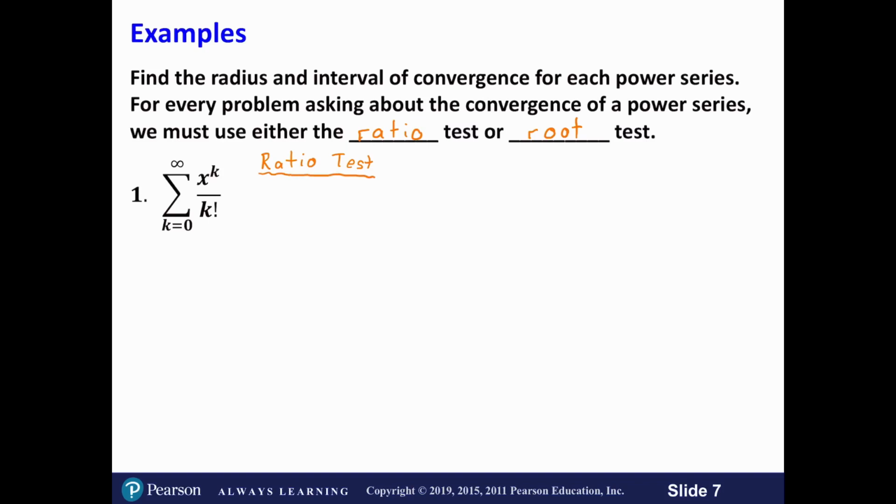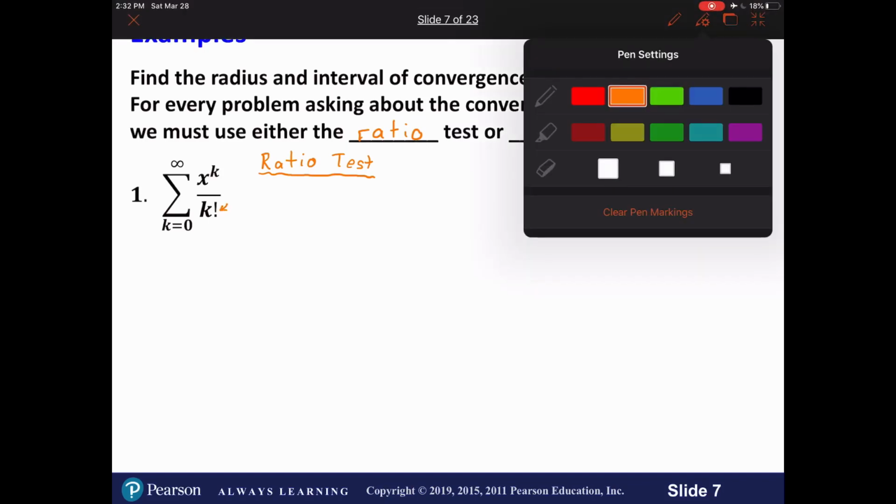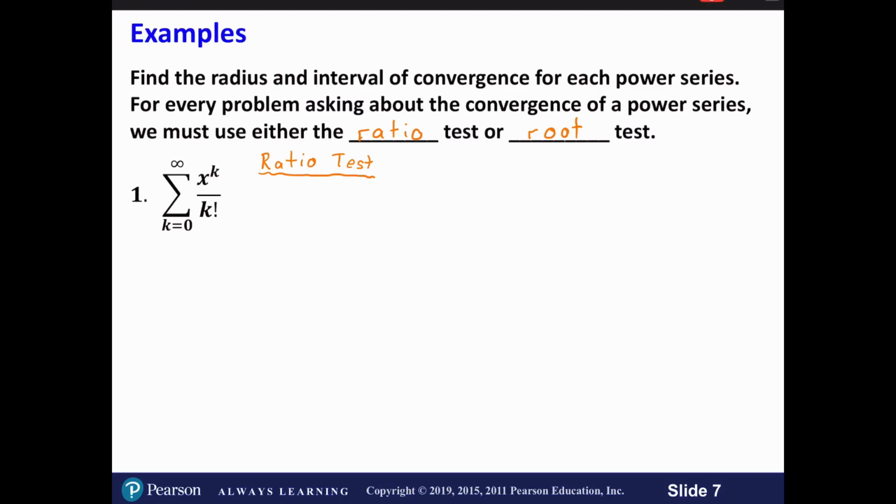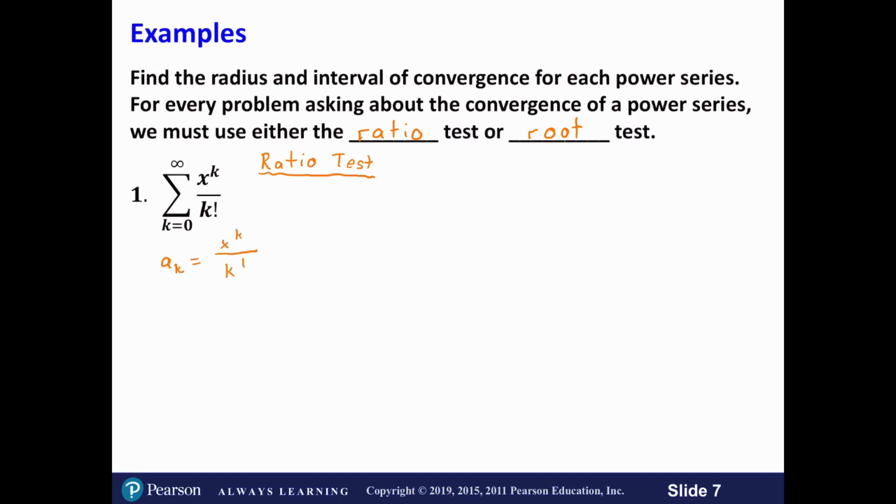The reason we use the ratio test is because there is a factorial here. And so that gives us some evidence that we should use the ratio test. So let's give it a shot. We are going to define a_k to be x to the k over k factorial, and we are going to define a_(k+1) to be x to the k plus 1 over k plus 1 factorial.